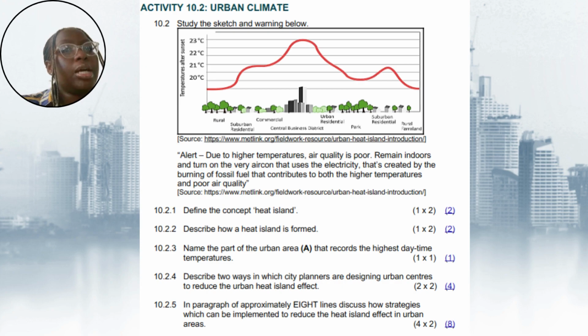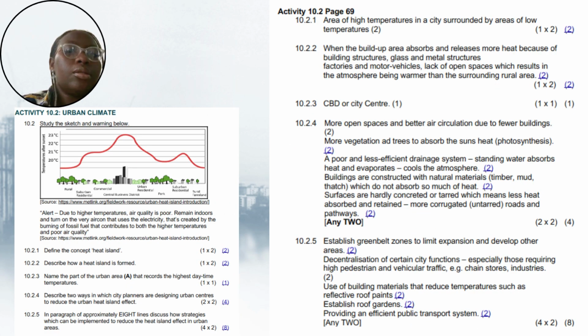And then it says, name the part of the urban area A that records the highest daytime temperature, and that would be your CBD, your central business district. Then describe 2 ways in which city planners are designing urban centers to reduce the urban heat island effect. And so we'll look at those answers in the next slide.